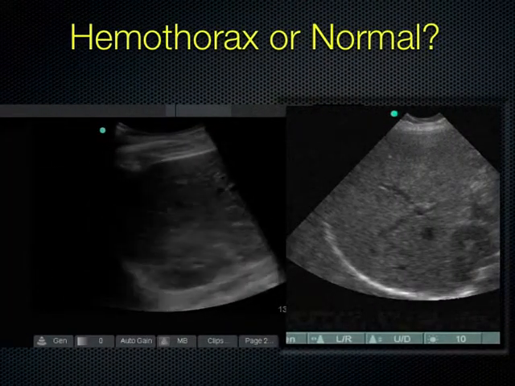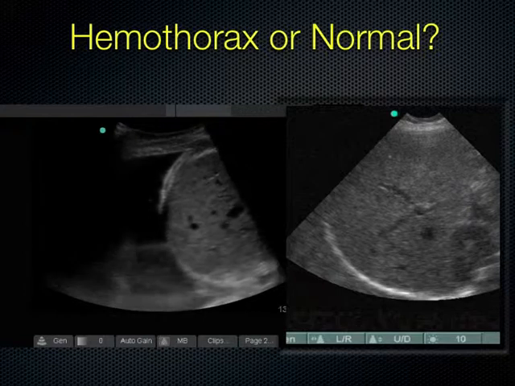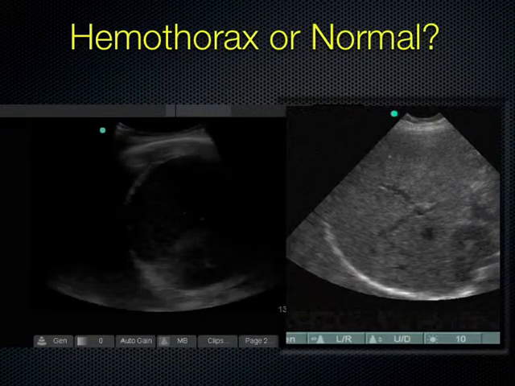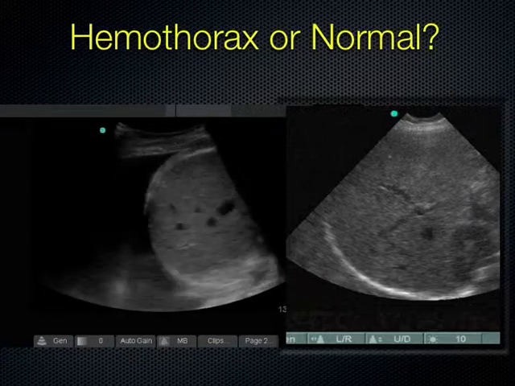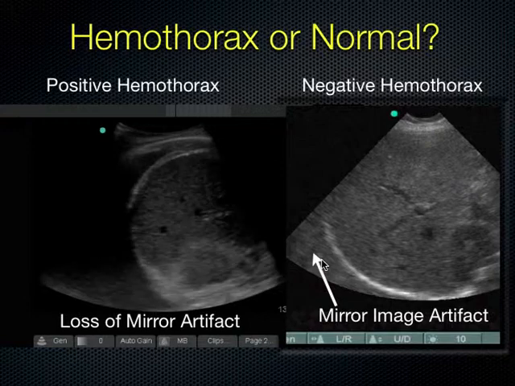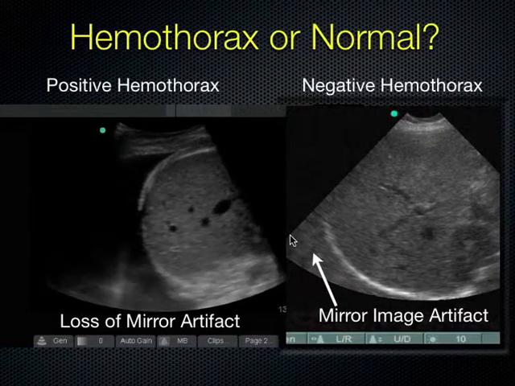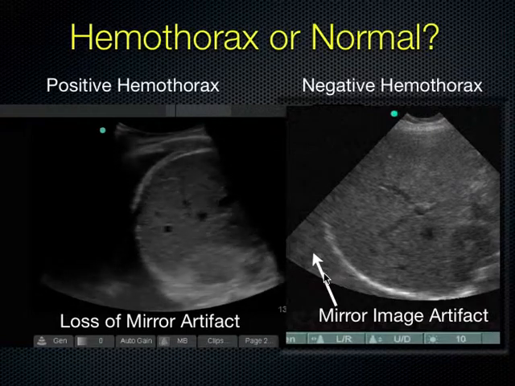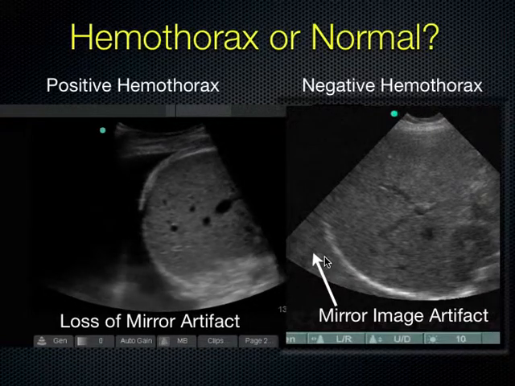This is a trauma patient. In fact, these are both trauma patients. They were both hit by cars. One of them has a hemothorax and one doesn't. By hemothorax, I mean blood in the chest. And so what we see is the mirror image of the liver up in the chest as it's reflected off the diaphragm. That's normal. That's what we expect to see on patients. And that's the mirror image artifact.